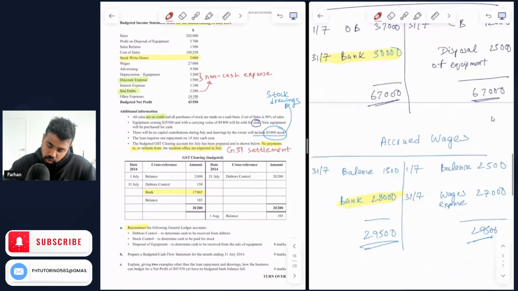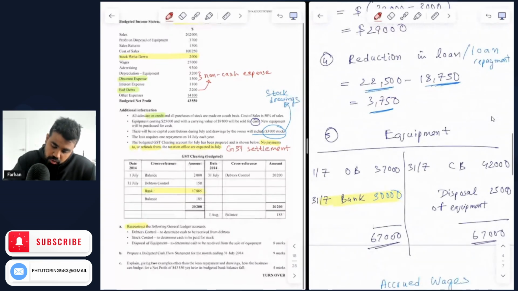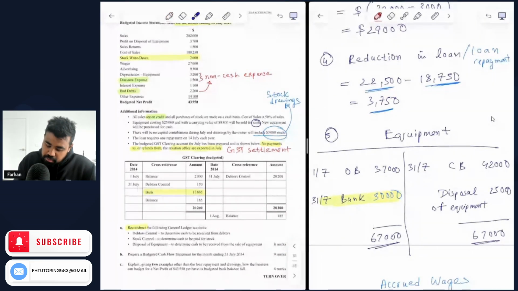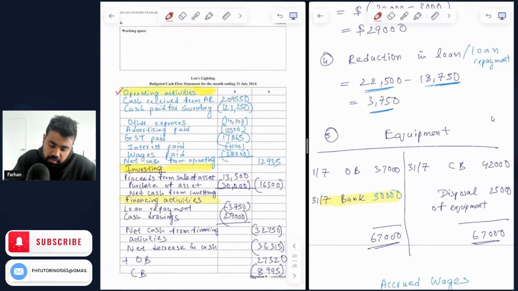So let's move on to the second part of the question, which is to prepare the budgeted cash flow statement for the month ending 31 July 2014. I've already prepared it. Starting with the operating activities section, we included the cash received from accounts receivable of 209,550, which is what we have derived when we prepared the ledger account. And then we included cash paid for inventory, and that's in brackets to reflect an outflow.